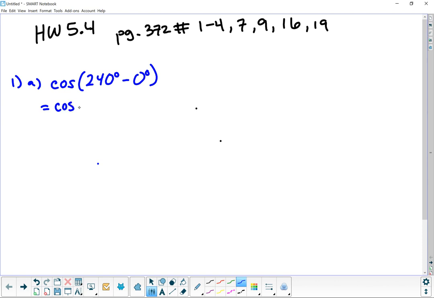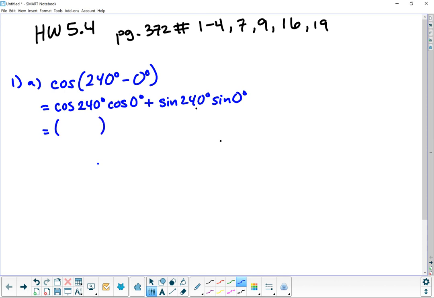So this one is going to break down into cosine 240 degrees, cosine 0 degrees. And then remember, cosine is the opposite, so it'll be plus, that'll be sine 240 degrees, sine 0 degrees. And you just got to figure out what the answer is from there.